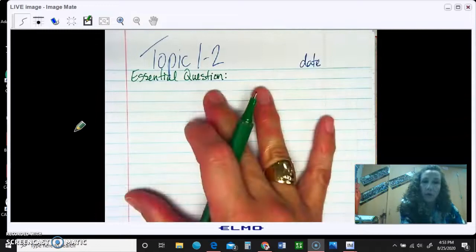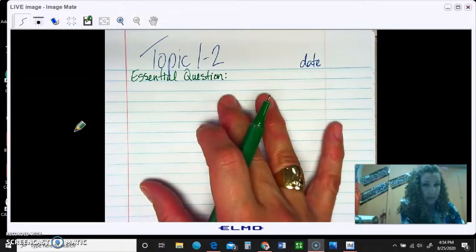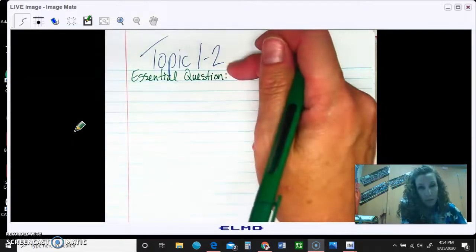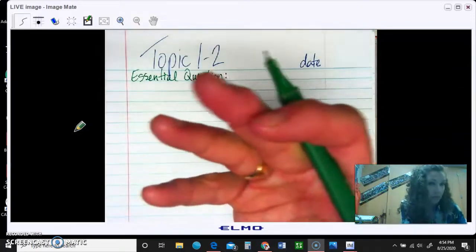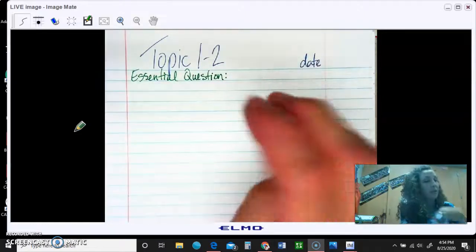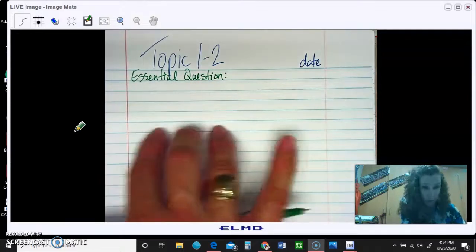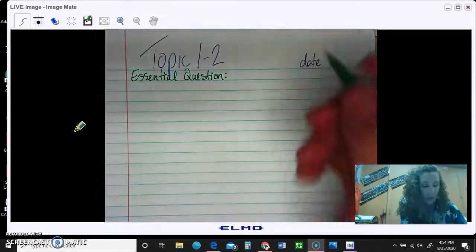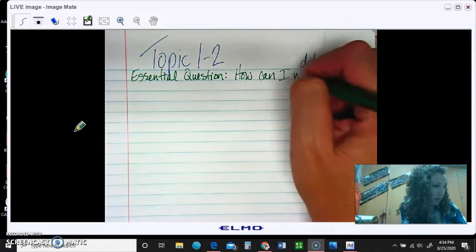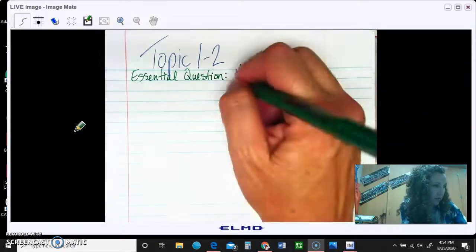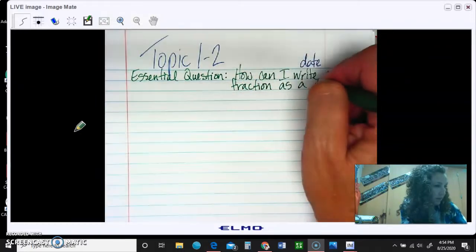Okay, remember, your notes need to look just like mine. Now if you write a little bit smaller than me so it takes up less space, I get it, not a big deal. If you write even bigger than I do and it takes up a little more space, fine. But remember last time I told you we want that hanging indent. None of the essential question is written under the words essential question, okay? So the essential question, how can I write a fraction as a decimal?